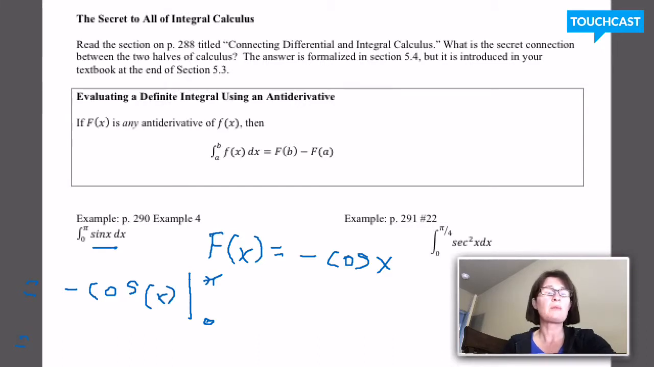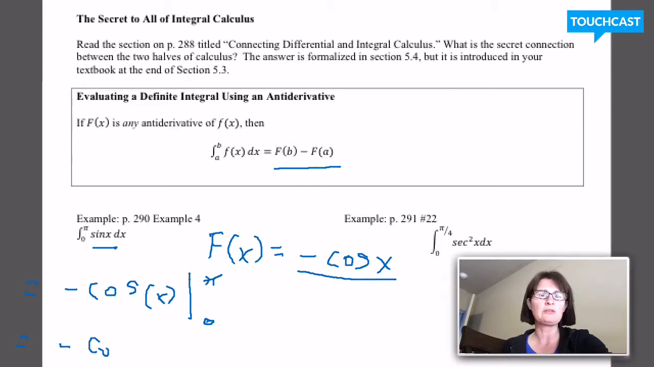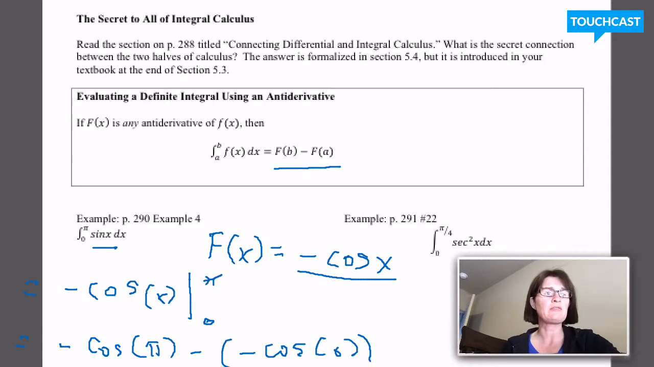So now what I'm essentially computing is negative cosine of pi minus negative cosine of 0. F of b minus f of a, where b in this case is pi, the upper limit, a is 0, the lower limit, and capital F of x is negative cosine of x, because negative cosine of x is an antiderivative of sine of x. So now to evaluate this, I could write this out: negative cosine of pi minus negative cosine of 0. So that's capital F of b minus capital F of a.